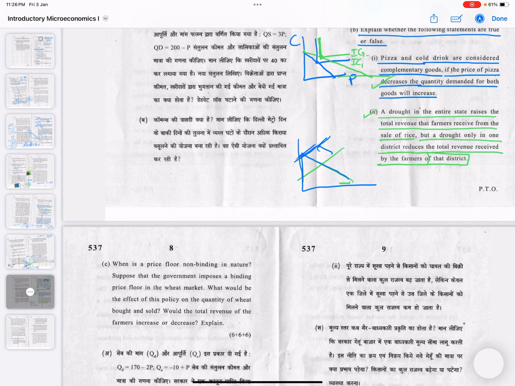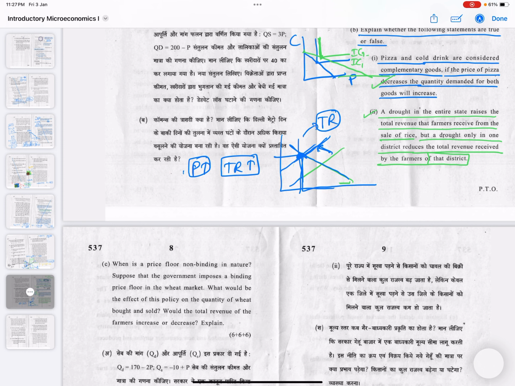If it is for the entire state, then the consumers don't have any option. So the demand is relatively inelastic if we compare it for the entire state. If it is inelastic, then as the supply curve shifts, the price level would increase, and since the demand for the whole state is inelastic, the total revenue would increase. So you need to use the total revenue method here.